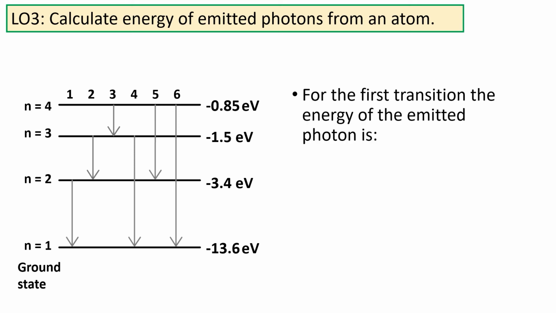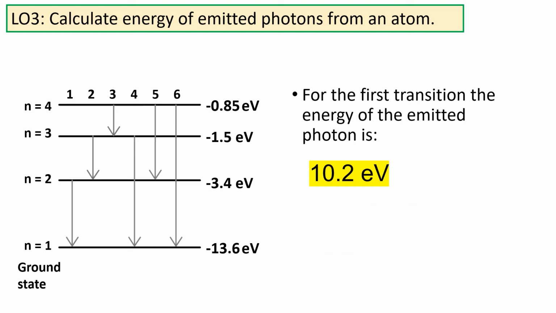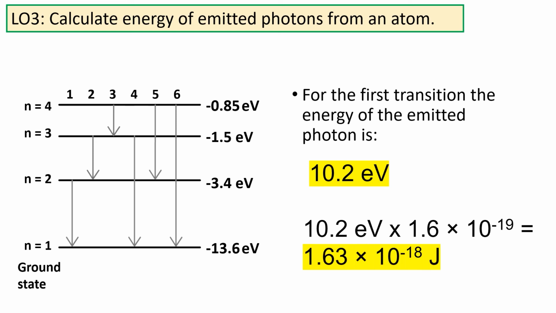For example, let's look at the first transition between n equals 2 and n equals 1. The difference between these energy levels is equivalent to 10.2 electron volts. Therefore, the emitted photon will also have an energy of 10.2 electron volts. It will very often be important that we convert this energy from electron volts into joules. So it will be equivalent to 1.63 times 10 to the minus 18 joules.